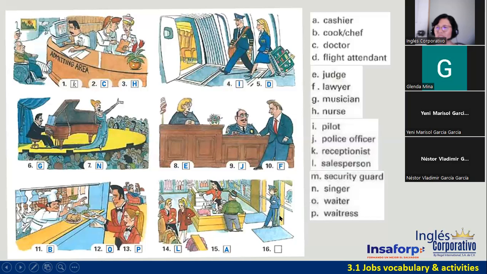What about number 16? M. M, right? She's a security guard. O agente de seguridad, decimos nosotros, ¿verdad? Very good. What other professions can you name? ¿Qué otras pueden mencionar ustedes, chicos? What other professions can you name?